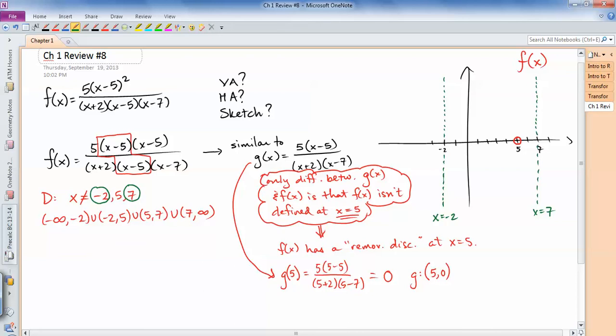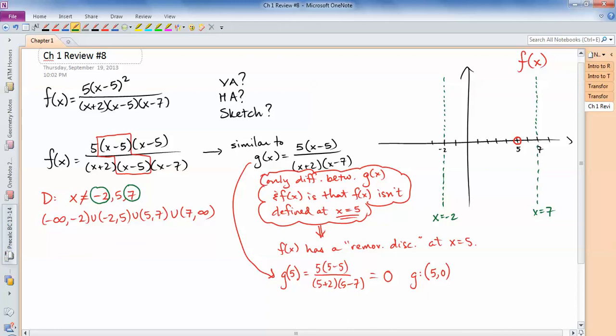So the hole is really the part of the calculator section that I'm looking for the most. Did you realize there was a hole there? And if you did, then great. You can probably just sketch the rest of the graph with no problem just by looking at your calculator screen. But let's say this was a non-calc question.